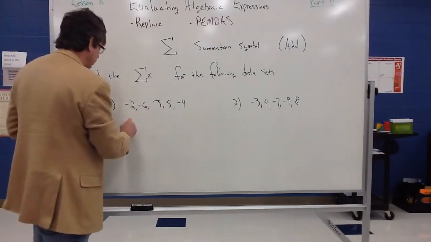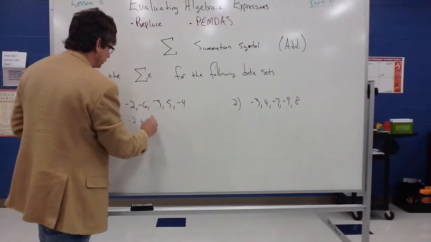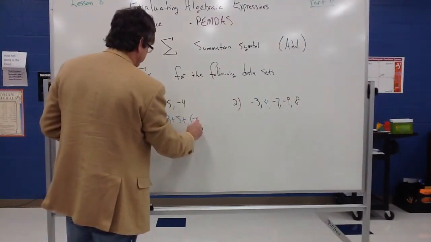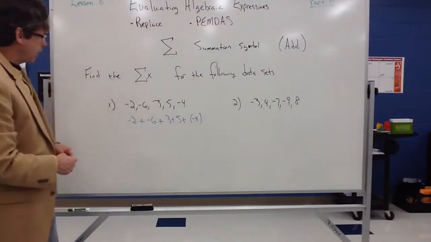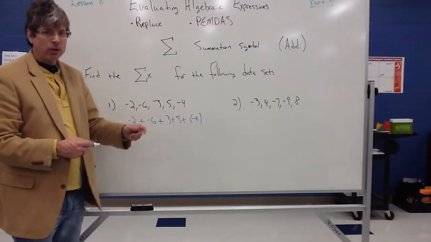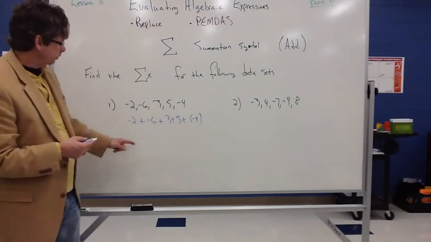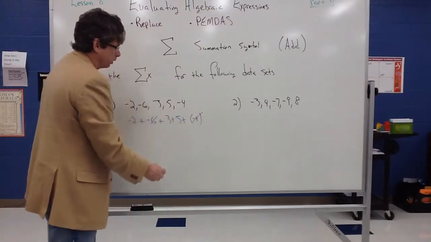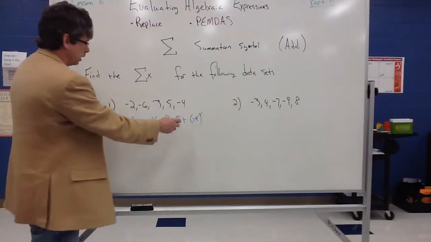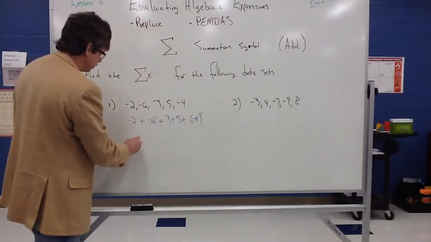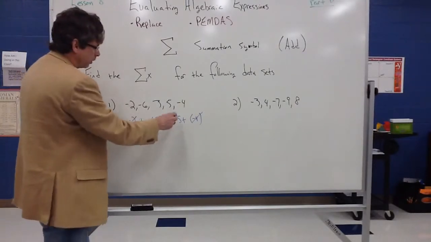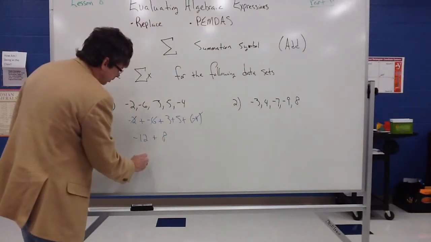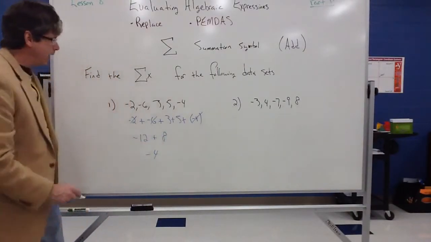So what we have is -2 plus -6 plus 3 plus 5 plus -4. And remember, in an addition problem, you can add in any order. Looking at this data, I like the -6 going with a -4 because that's going to give me a -10. And -10 and a -2 would give me a -12. And then we know that 3 plus 5 would give me 8. And then -12 plus 8 would end up being a -4. So you can add that in any order that you want.